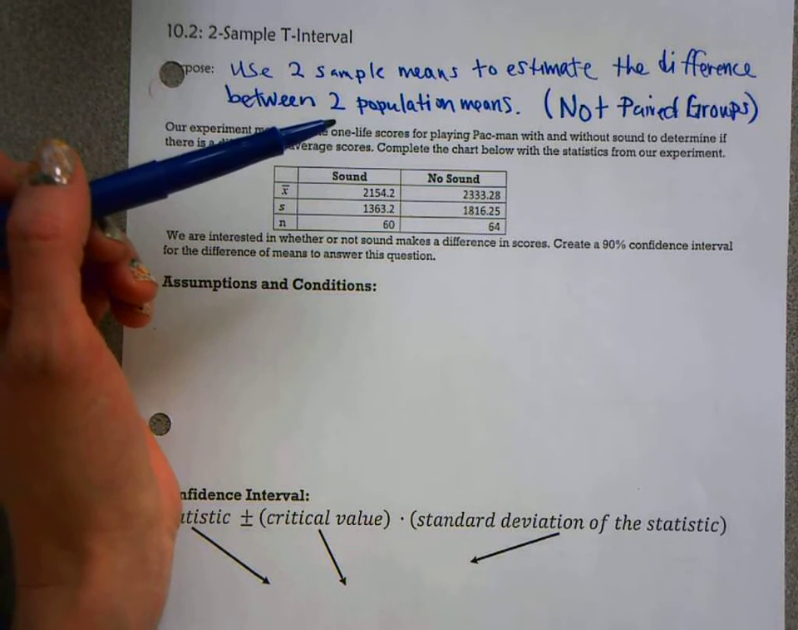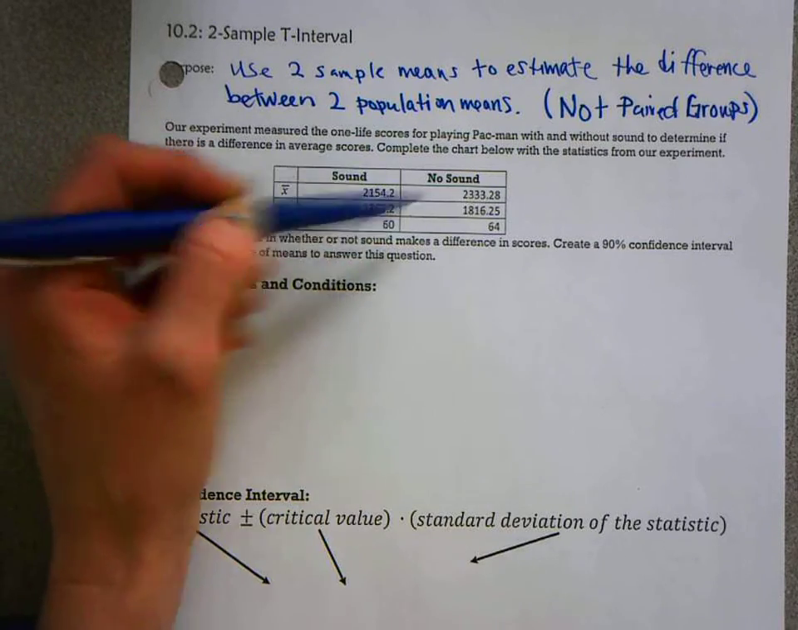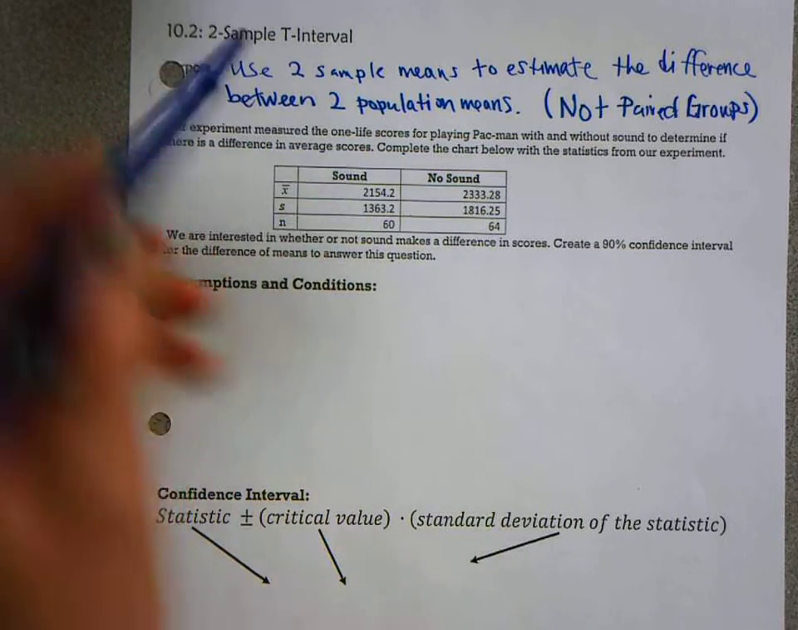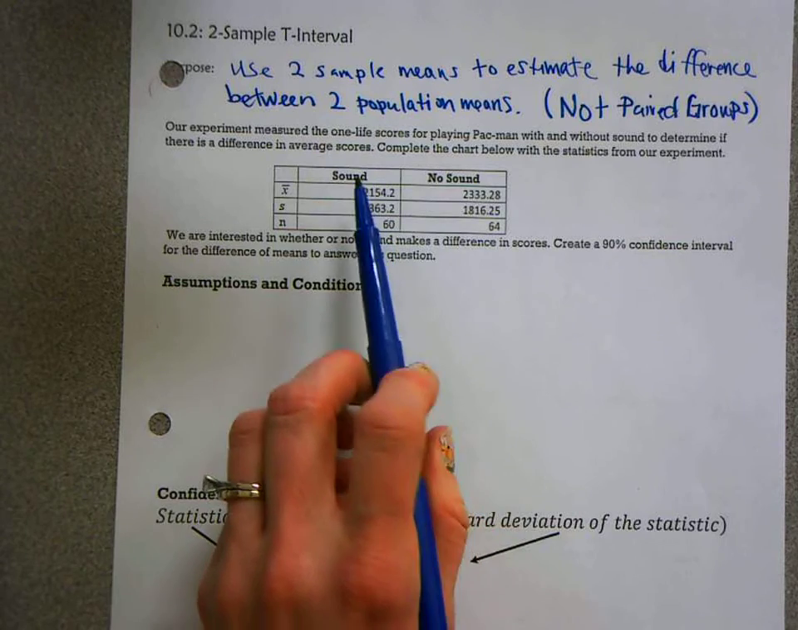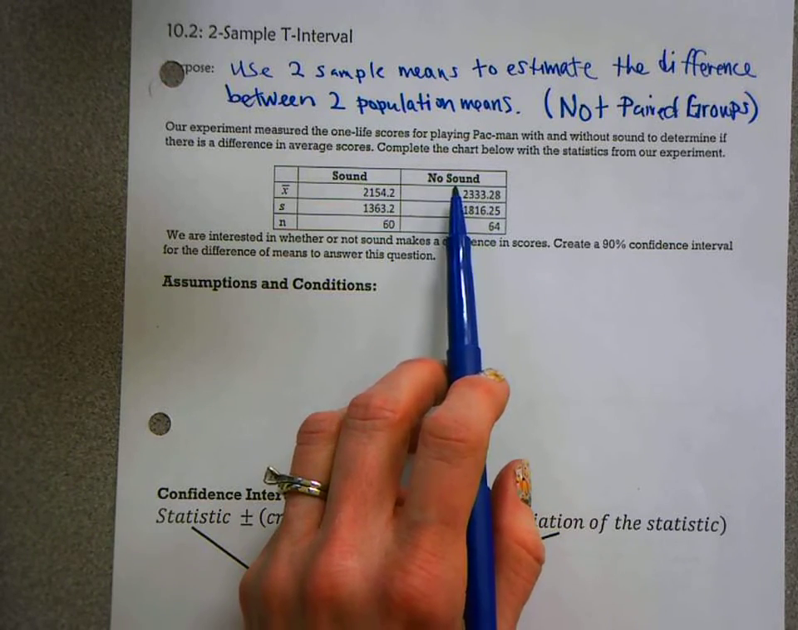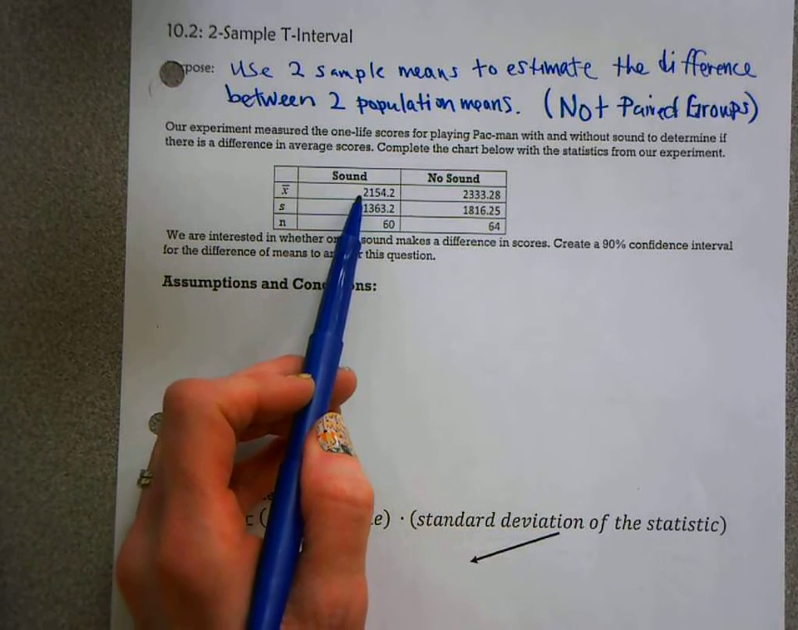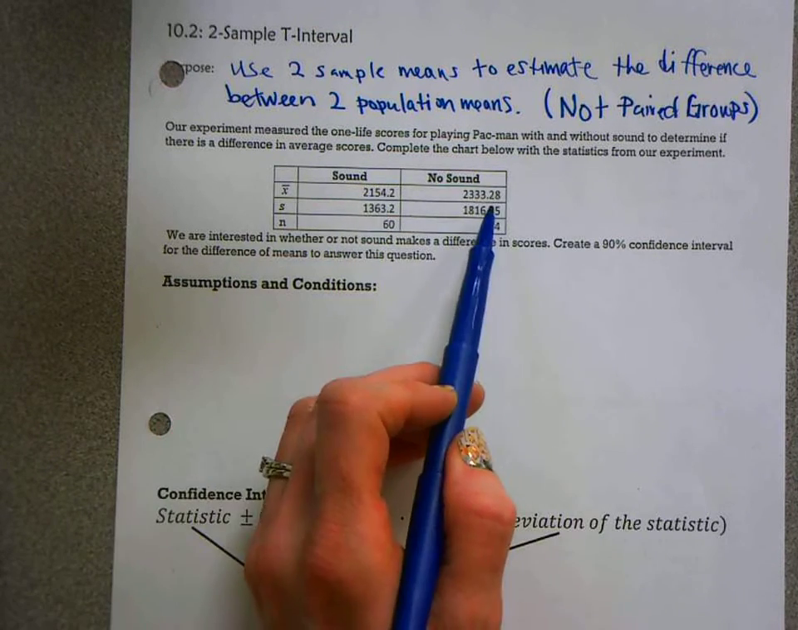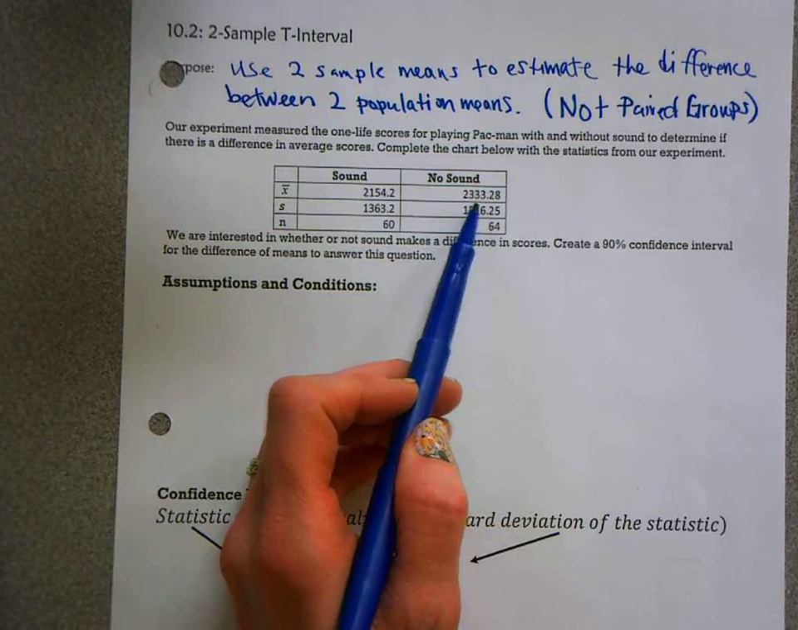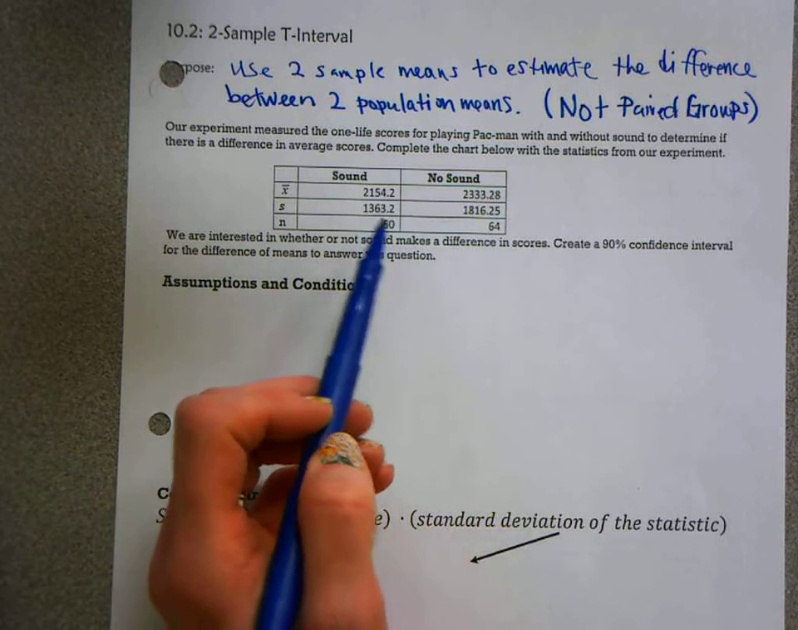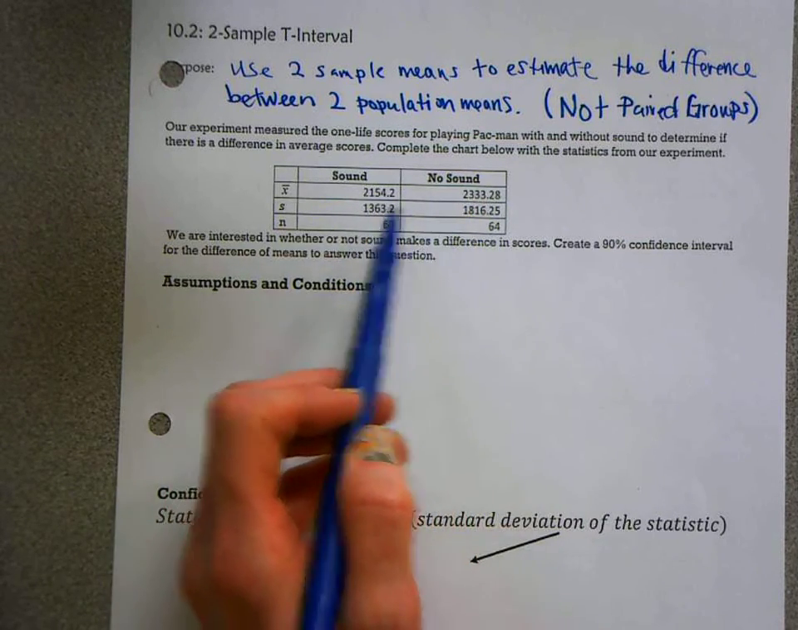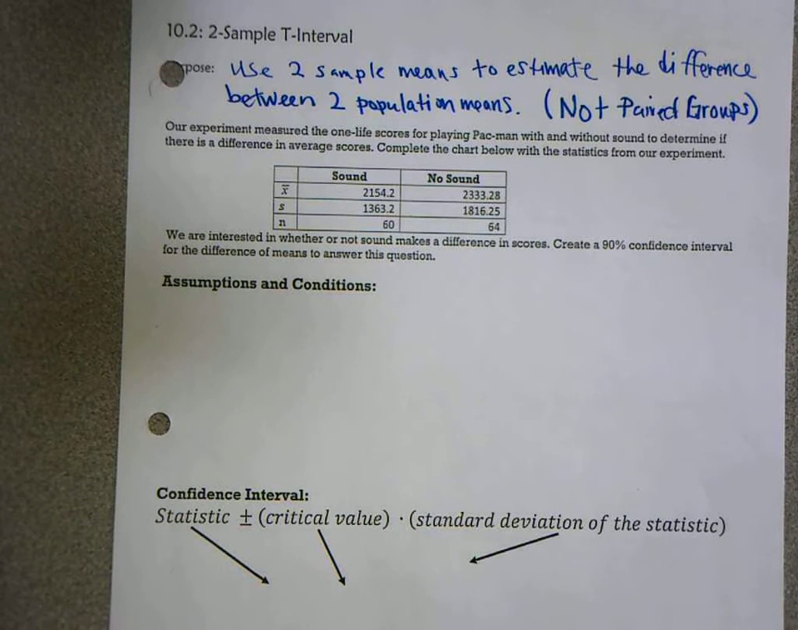So I've been collecting data for a long time now, and I've actually got tons of students. I've had 60 students play with sound, 64 students play without sound, and you can see the average score with sound is actually lower than the average score without sound. Kind of shocking to me. But there's a massively huge standard deviation. My scores have been kind of all over the place, if you're interested.